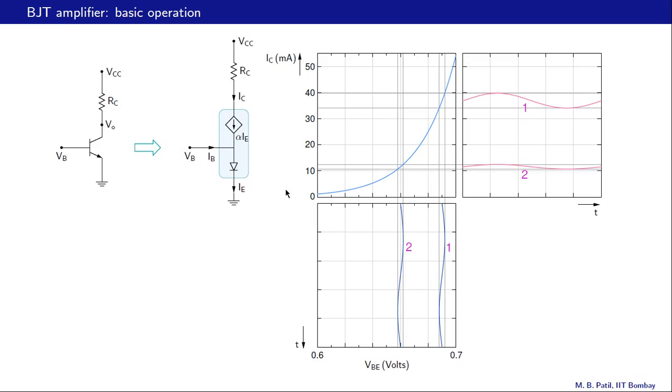We now want to look at the effect of the DC component of the input voltage VBE on the amplitude of the output voltage. So here is VBE and that is IC, similar to what we had in the last slide, except we now have VBE going from 0.6 to 0.7 volts, and that is our IC versus VBE. We are going to apply two input voltages, both sinusoidal, 1 and 2, and their amplitudes are identical. The only difference is that their DC components are different. So input voltage 1 is centered around this DC value, whereas input voltage 2 is centered around this DC value here.